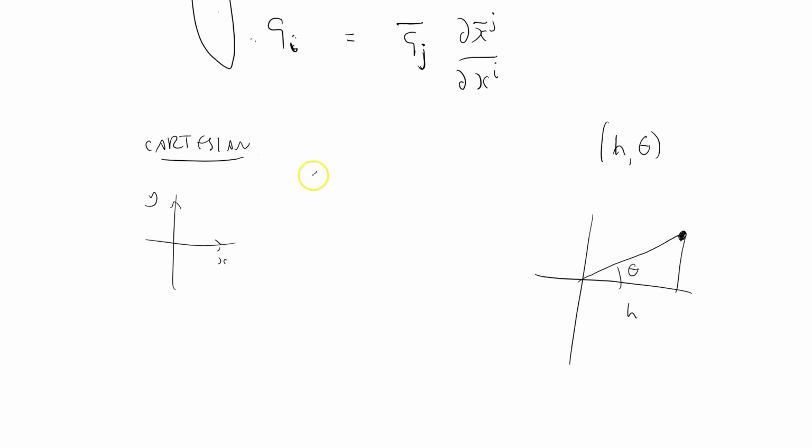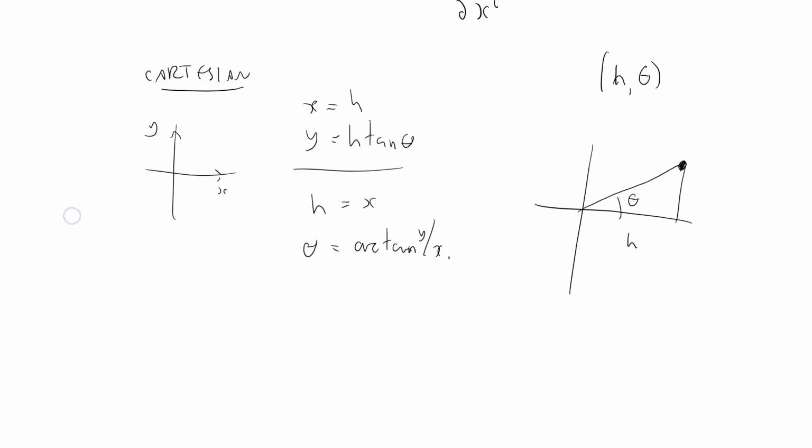Now how do these things relate to each other? x equals something and y equals something. x of course is h and y is h tan theta. h equals x and theta equals arc tan y over x. So they're in a nice simple relationship with one another here.